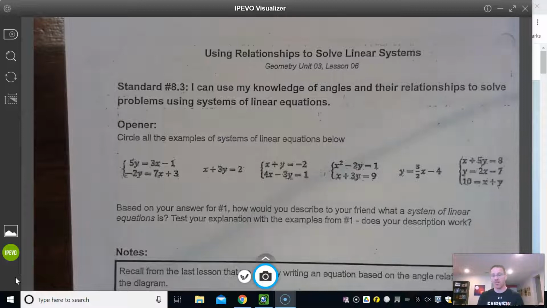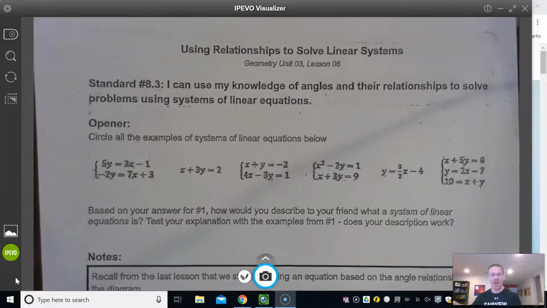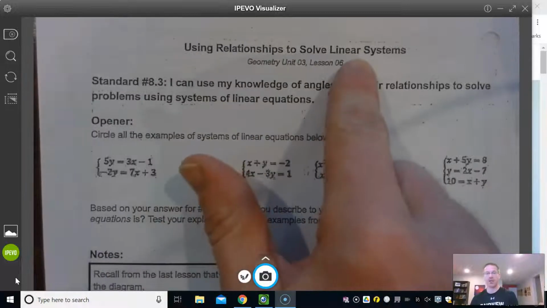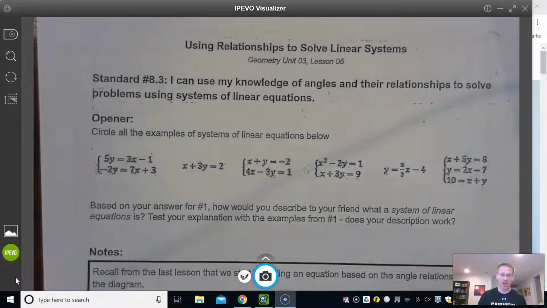Is it a linear problem? Is it a linear system problem? Is it, next lesson, a quadratic problem? All right, and then how do we solve those based on those particular things? So this lesson is going to focus on linear systems. The prior lesson just focused on linear equations.